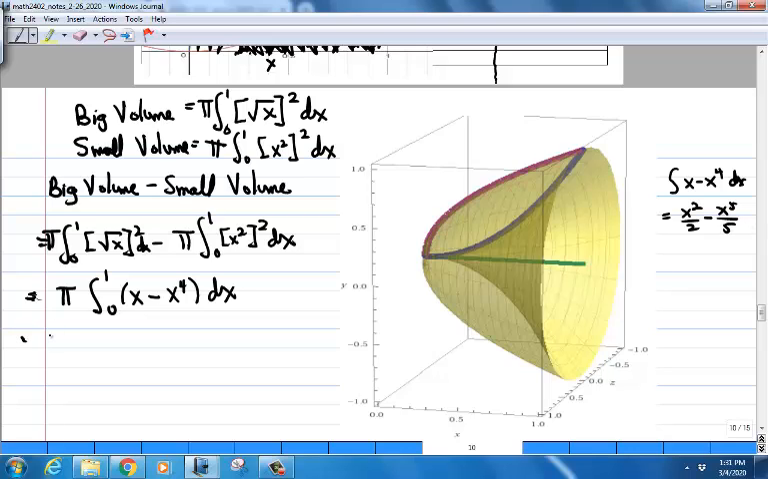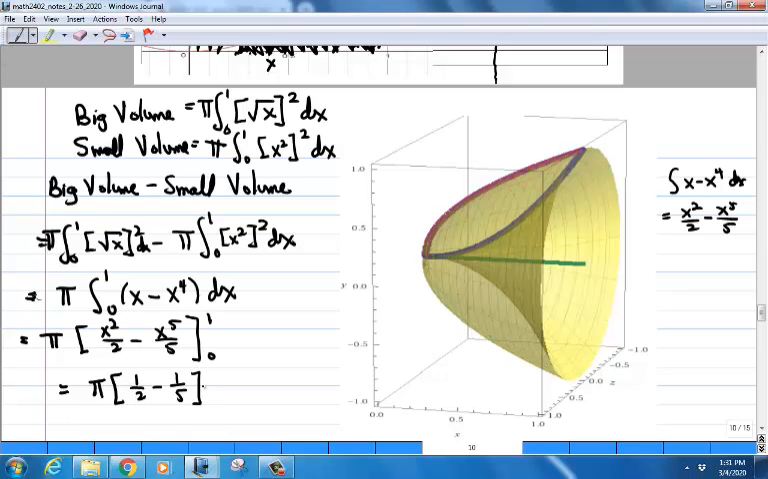Great. So I have pi times x squared over 2 minus x to the fifth over 5, and we're going to evaluate that from 0 to 1. How nice, nice limits of integration here. So I have pi times, when you plug 1 in there, you get 1/2, because 1 squared over 2 is 1/2, and then minus 1/5, because 1 to the fifth power over 5 is 1/5. And when you plug 0 in there, you always love 0 as a limit of integration, because it works out so nicely. It just disappears.